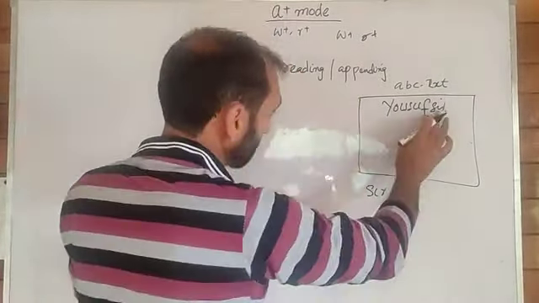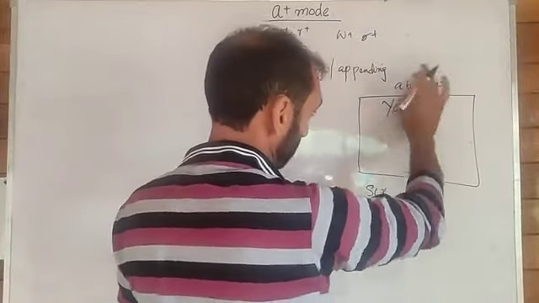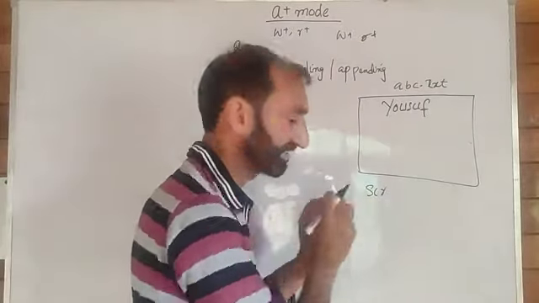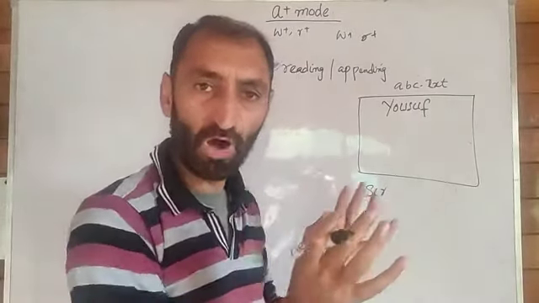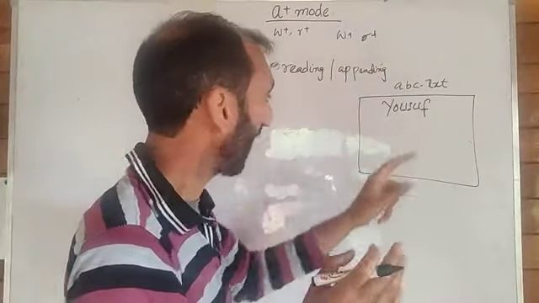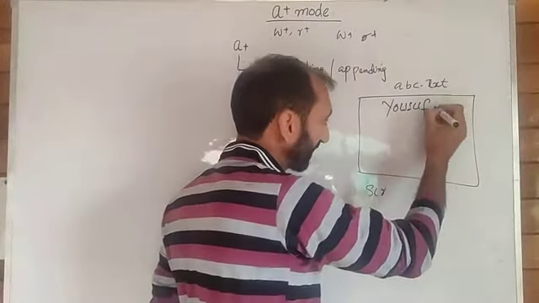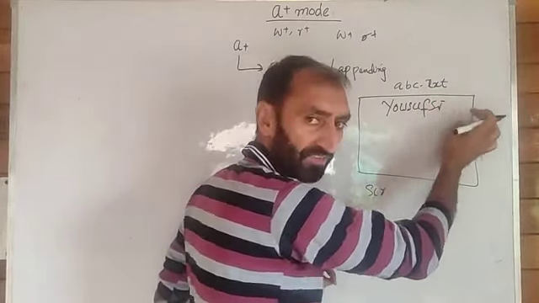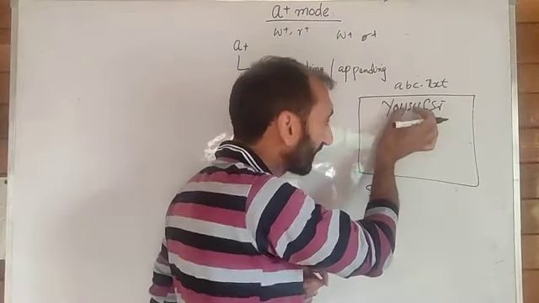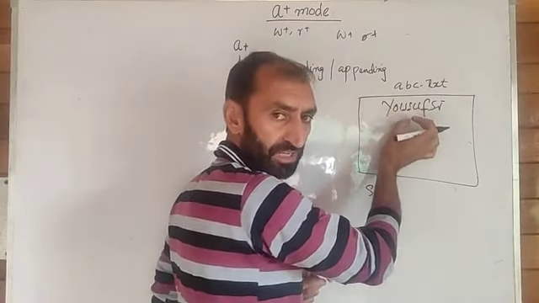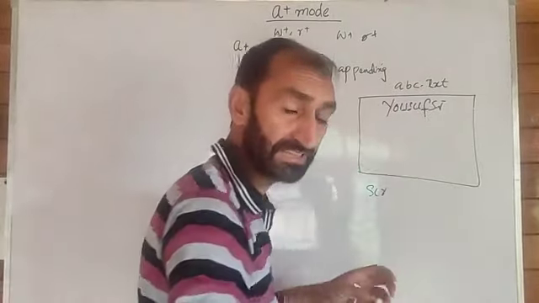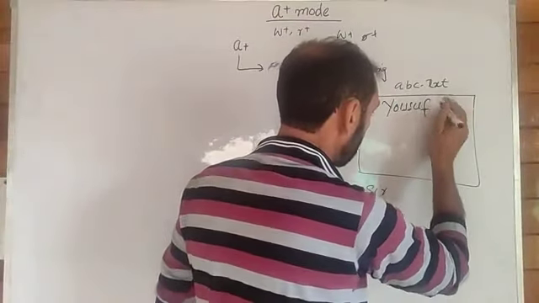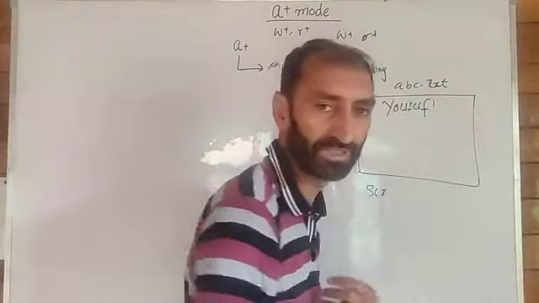Because, for example, if I have a file abc.txt with some content and I want to add something, and I open this file in append A plus mode, at that time I can only add at the last. I cannot modify the file inside. I cannot add here. This is the difference in appending. In case of appending, we can add the contents from the last, because the cursor is here. I can add from here something which I want to add.